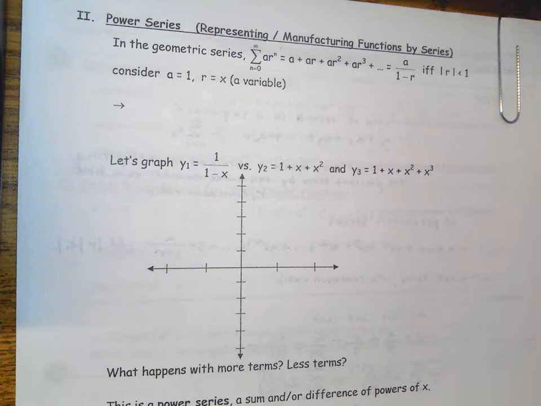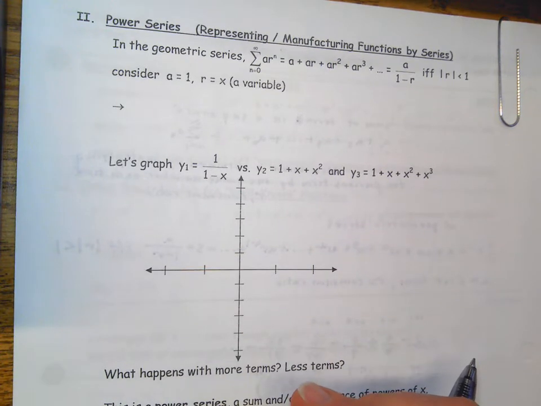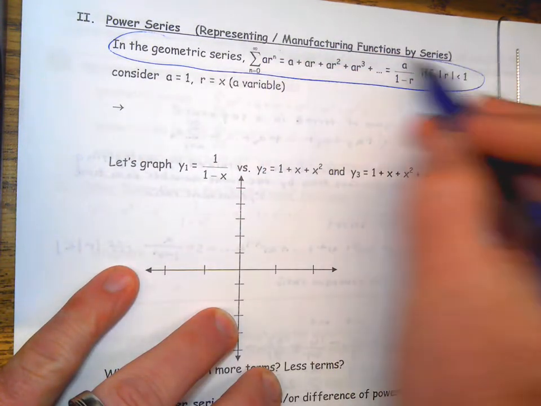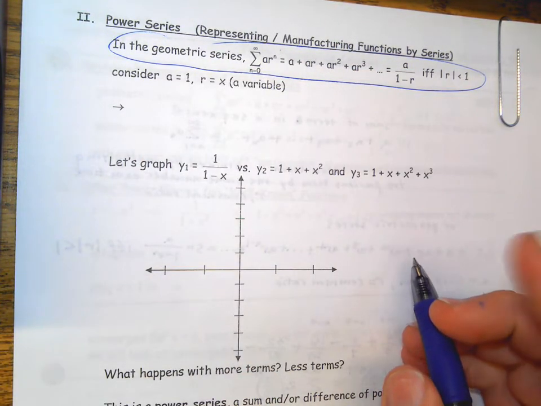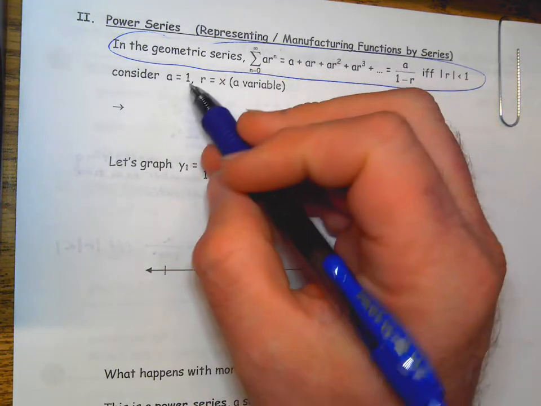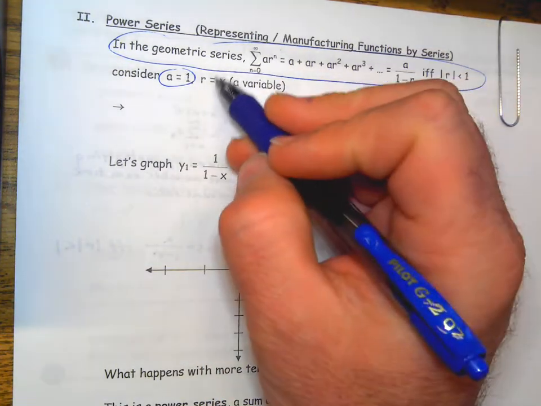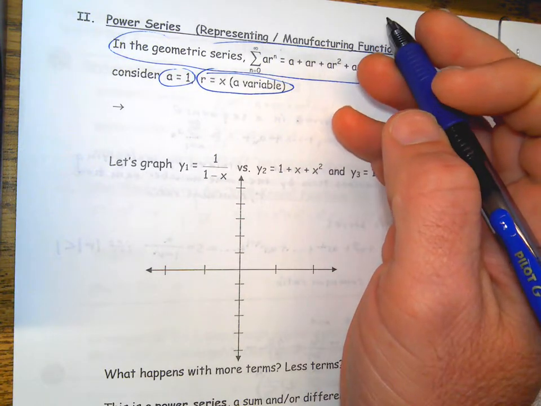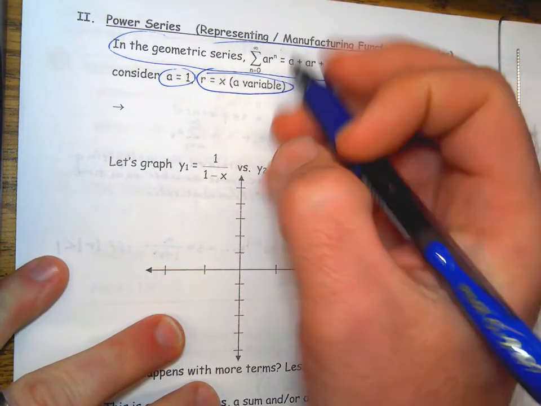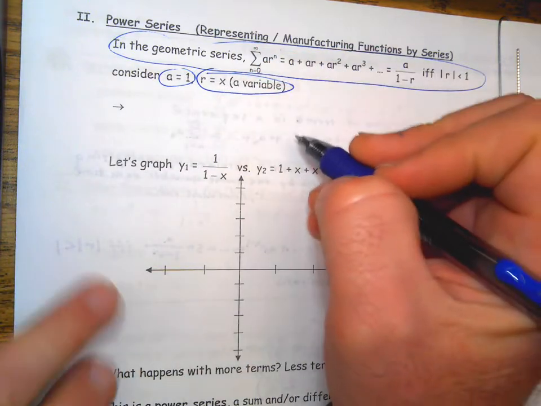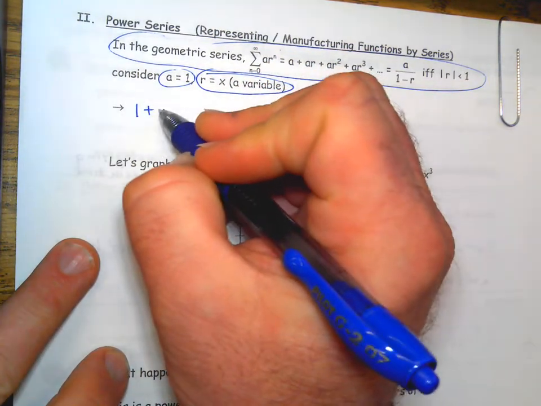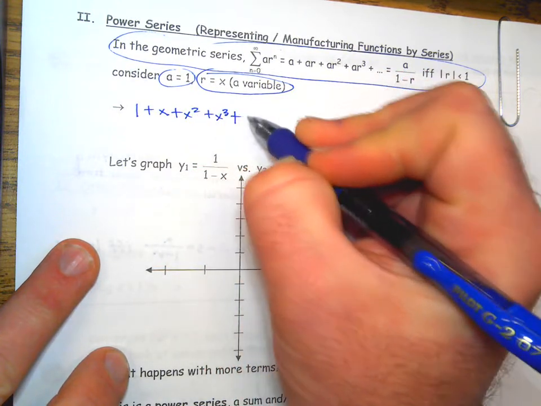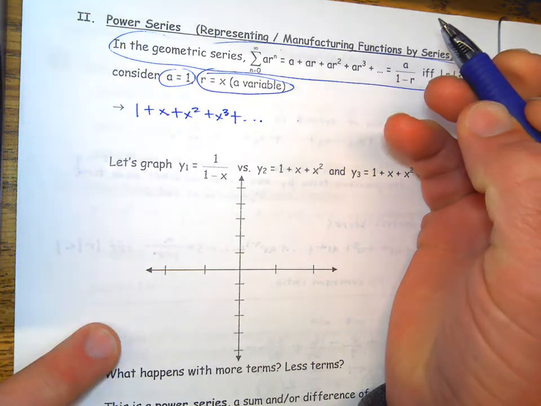There's something called a power series. And a power series is a geometric series, which we've learned, where a equals 1, the first term is 1, and r equals x. So instead of putting a number in for r, which is what we've seen so far, we're going to put in a variable like x. So the series is going to be 1 plus x plus x squared plus x cubed. The common ratio is x.